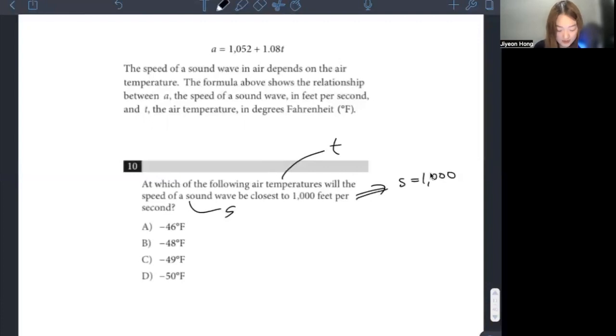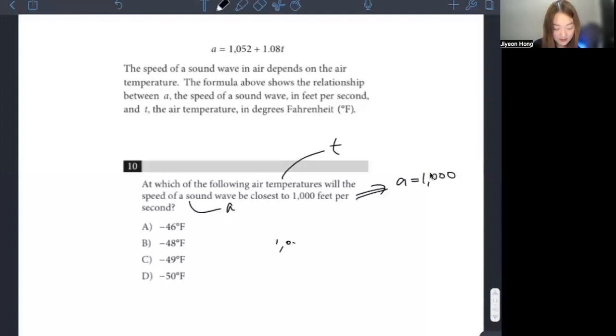I apologize. The speed of a sound wave should be A. This is a big thing that happens actually. They usually try not to confuse you with the variable they use and what they're representing, but I don't know why I thought it was S for speed. So A is the speed of a sound wave, and we're going to plug this in.